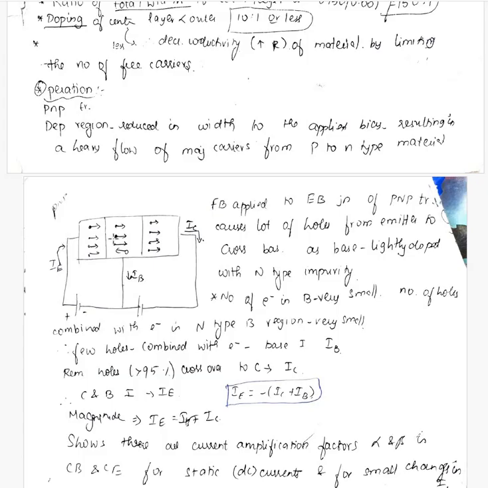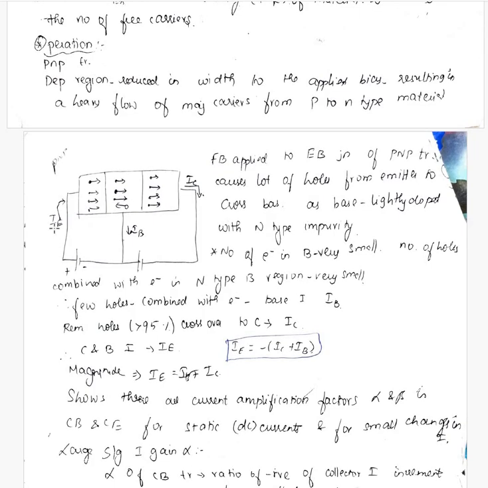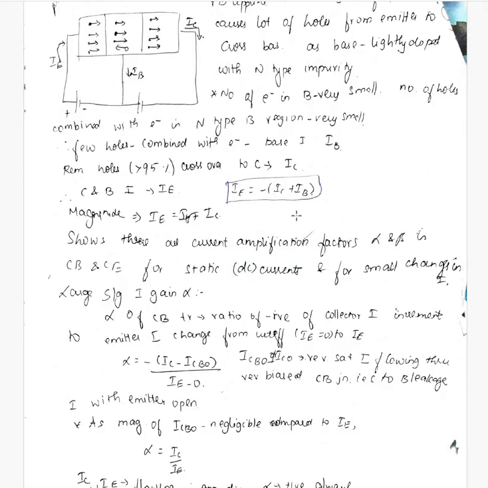So IE, as we can see here, is entering into the transistor. IB and IC are coming out of the transistor. Always in magnitude, IE is equal to IB plus IC, and direction-wise it's opposite. So that is the reason for this negative sign: IE equals minus of IB plus IC.